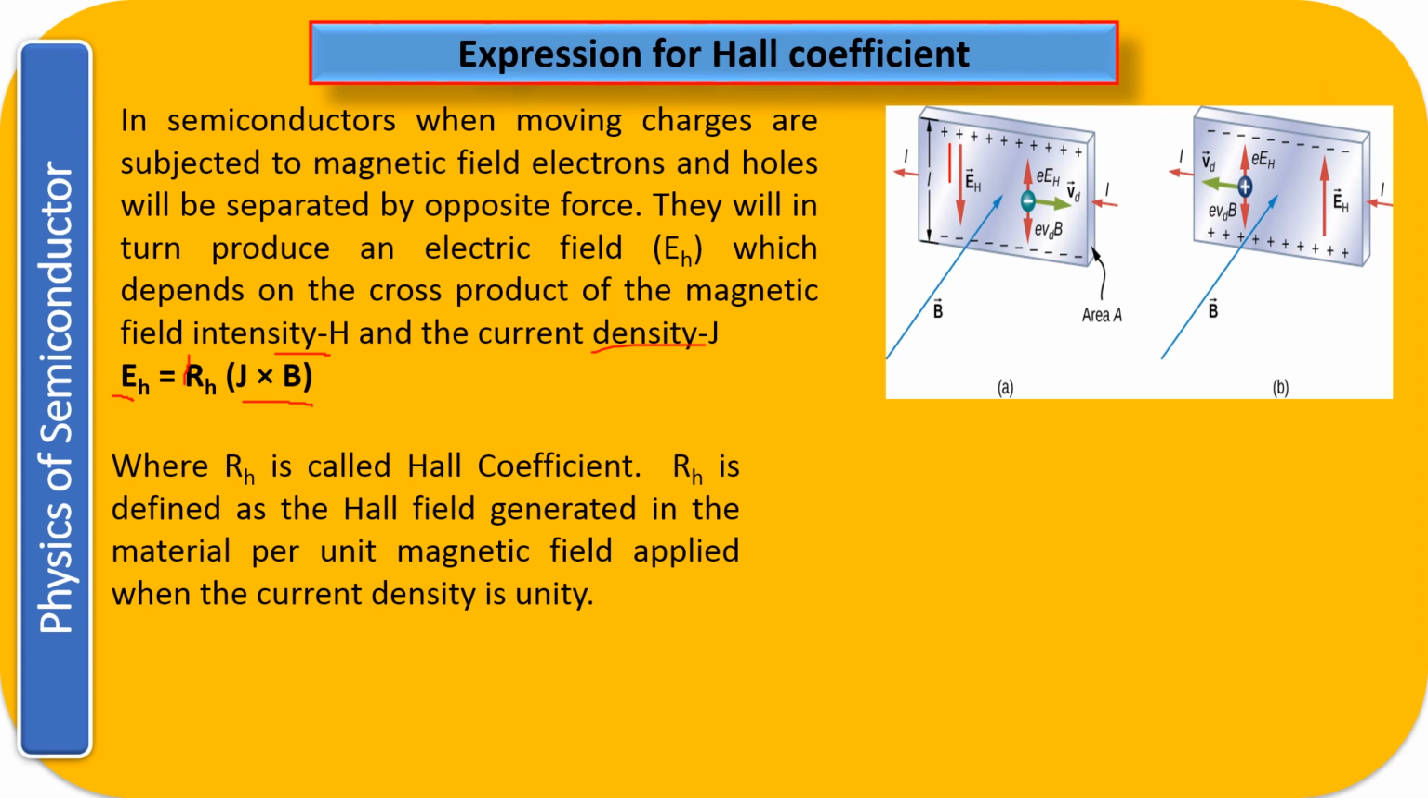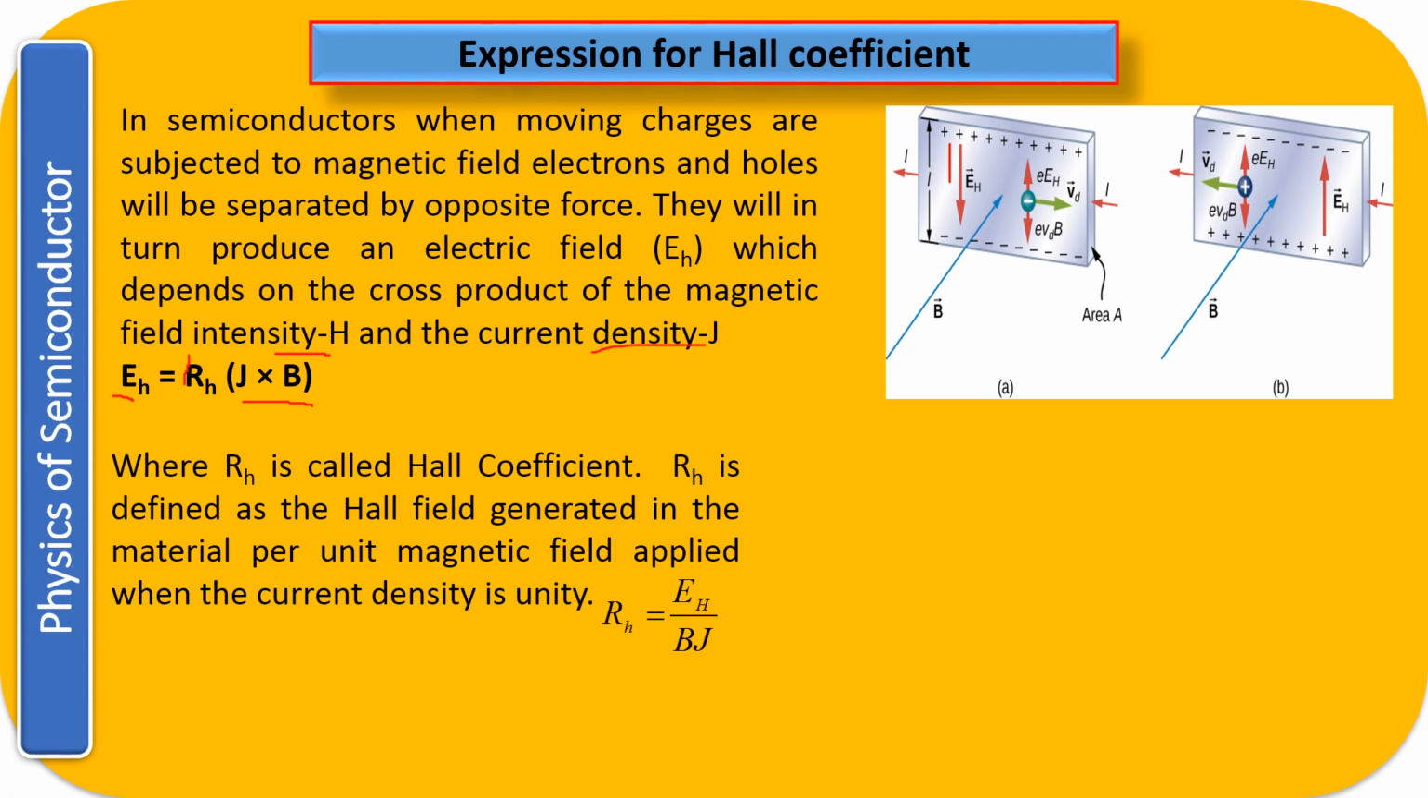Here RH is called the Hall coefficient. RH is defined as the Hall field generated in the material per unit magnetic field supplied when the current density is unity. Naturally the J value is going to be 1, so RH is equal to EH upon B. So this is what has been written over here. I have rearranged this, so RH equals EH upon BJ.